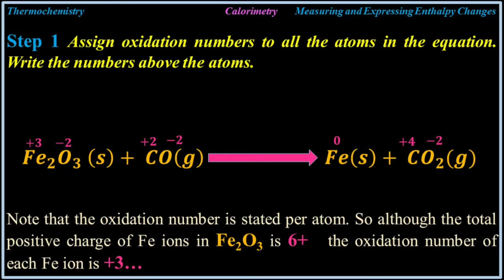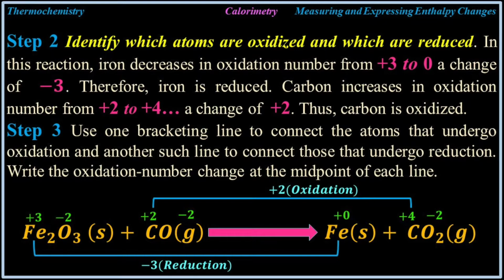Note that the oxidation number is stated per atom. So although the total positive charge of iron ions in Fe2O3 is +6, the oxidation number of each ion is +3. So take a look at that a little bit more carefully. That's not the total charge transfer, but that's the oxidation number of each element.